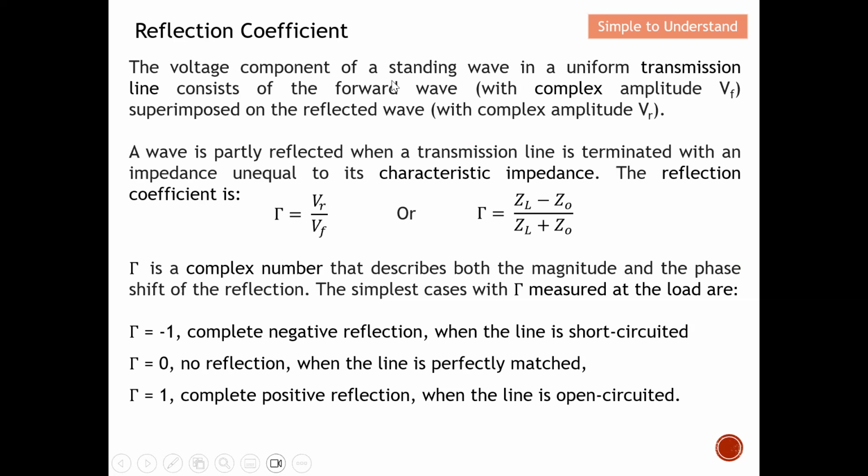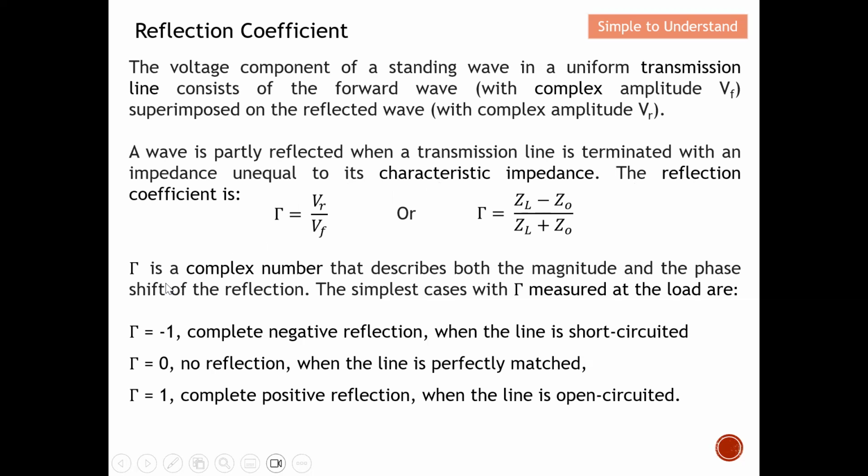The voltage component of a standing wave in a uniform transmission line consists of the forward wave, with this amplitude which we denote as VF, superimposed on the reflected wave, which we denote as VR. So this is the forward wave or incident wave, and this will be the reflected wave. A wave is partly reflected when a transmission line is terminated with an impedance that is not equal to its characteristic impedance. The reflection coefficient can be described as shown over here. Either one of them can describe the reflection coefficient.